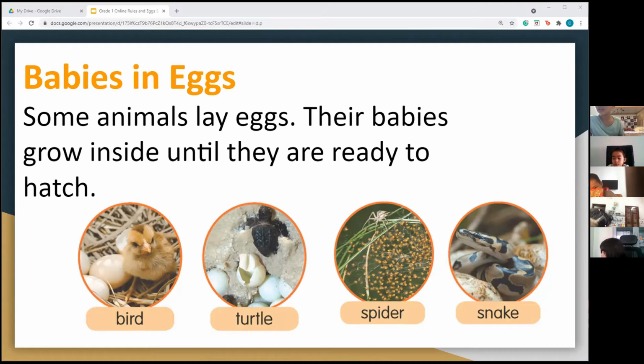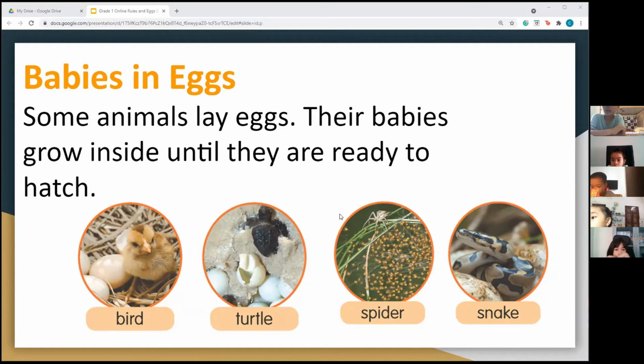Yeah, the eggs hatch, but what are the eggs doing right now? The eggs will do what with the baby? It will keep them what? Safe. Yeah, very good. It keeps them safe until they're big enough to eat. Very good job, guys.